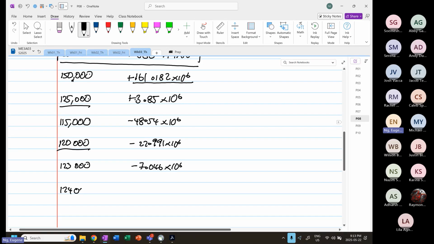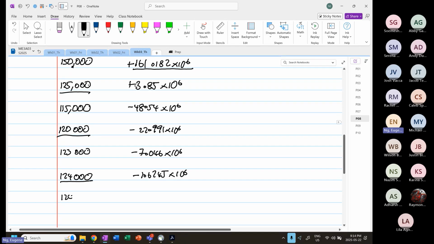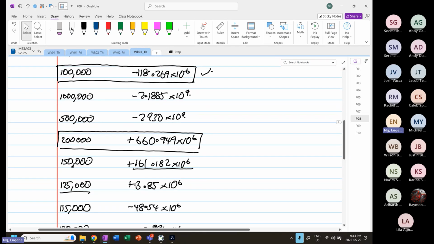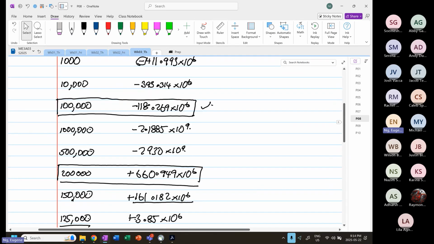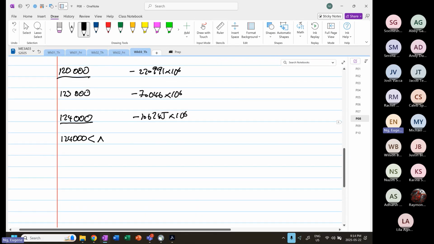So I use 124. Okay, calculate 124, 123. And now my value is getting smaller. It's minus 1.6245 times 10 to the power 6. Okay, so it's between 124 and 125. So now we are very sure the value we are going to calculate is our A, is between 124 and 125, 123.